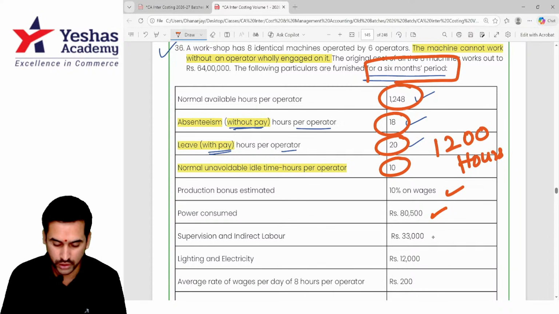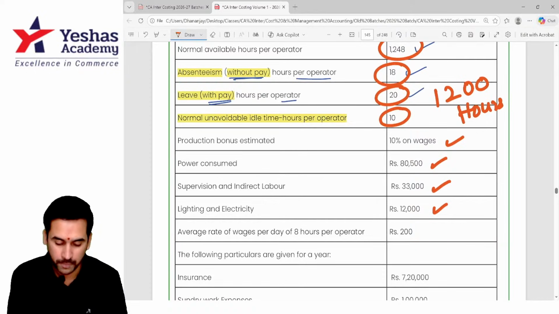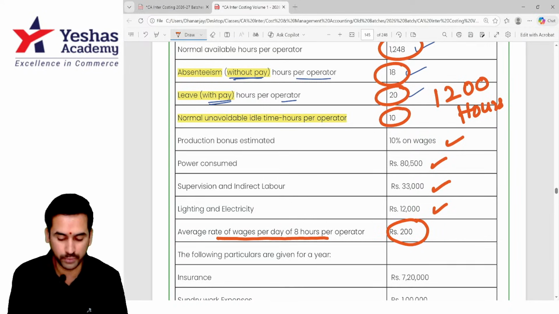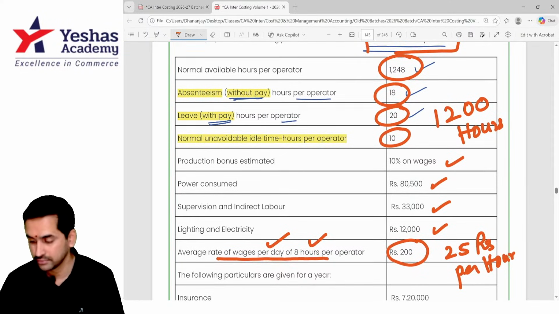Moving on. Production bonus 10% of wages. Power consumption, supervisor, lighting and electricity. Now, average rate of wage per day of 8 hours per operator is 200 rupees. 200 rupees is per day and one day has 8 hours. In calculator, 200 by 8, we are paying 25 rupees per hour.